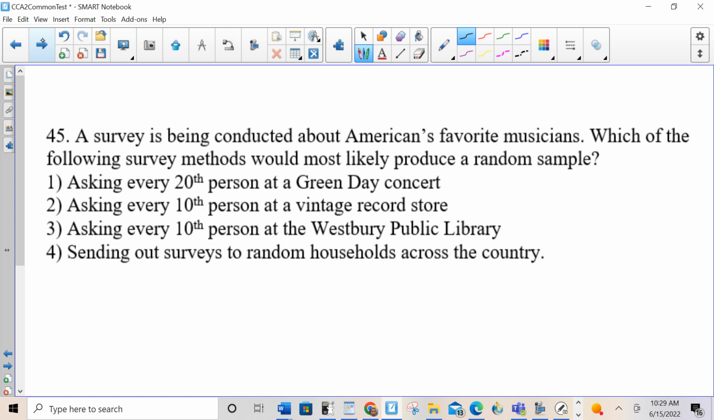Asking every 20th person at a Green Day concert, that's bias. People that go to Green Day concerts like a specific type of music. They like alternative rock music. That would not represent everybody in the country. Not everybody in the country goes to Green Day concerts.